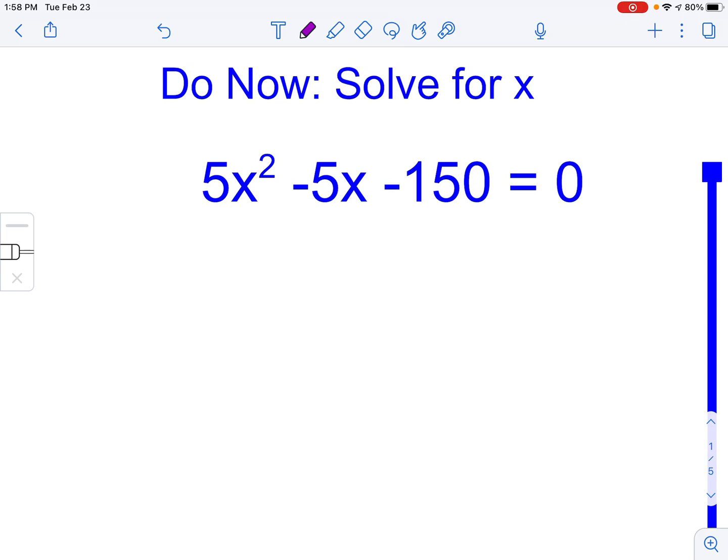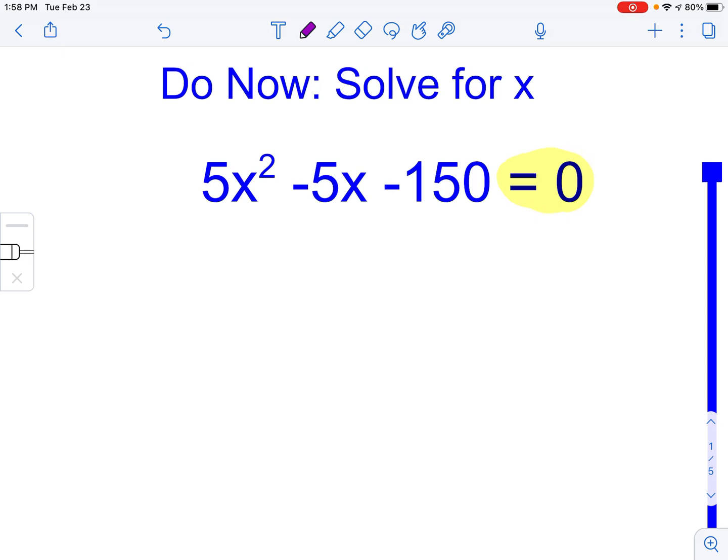Okay, so we're solving for x. We know that is the case because we see the equal to 0. So we know that we're going to be solving and getting values for x, and we should be anticipating 2 values for x. So now our first line of defense here is to use factoring.